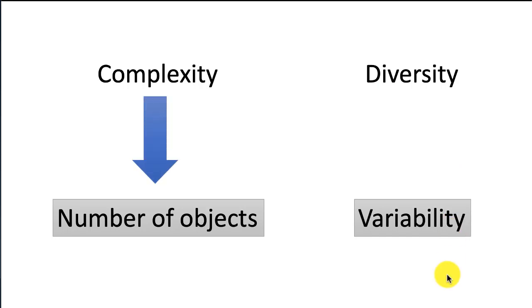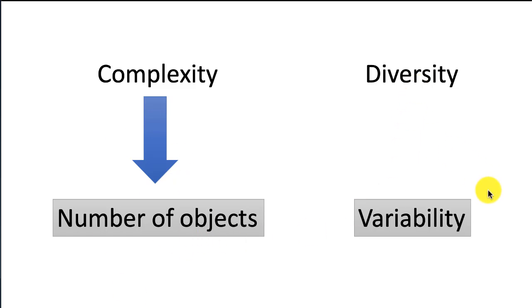Okay, so complexity is measured by number of objects, right? And it's very easy to see how you reduce complexity. Well, instead of dealing with 10,000 customers, deal with 5 clusters. That's the reduction in complexity.